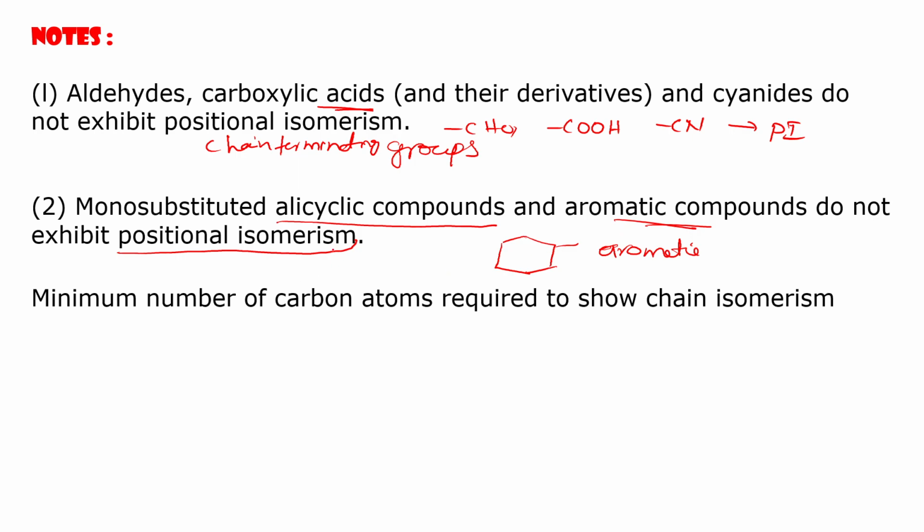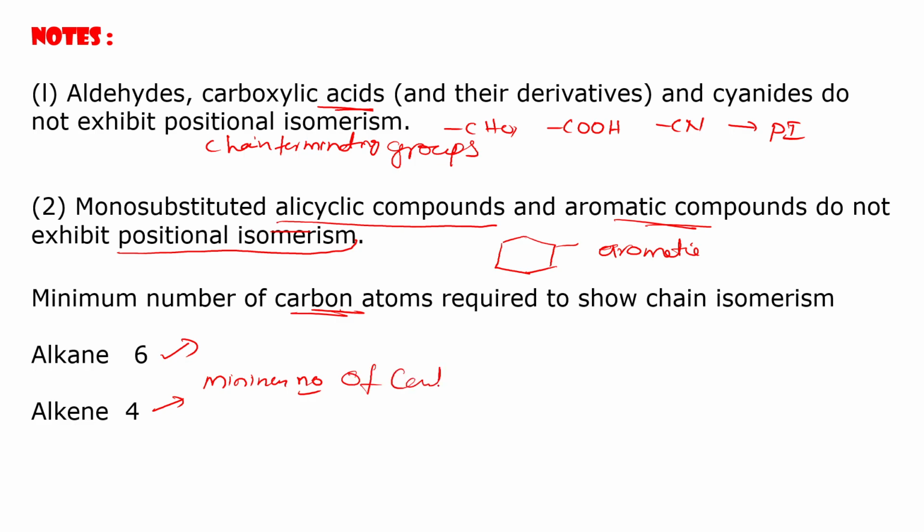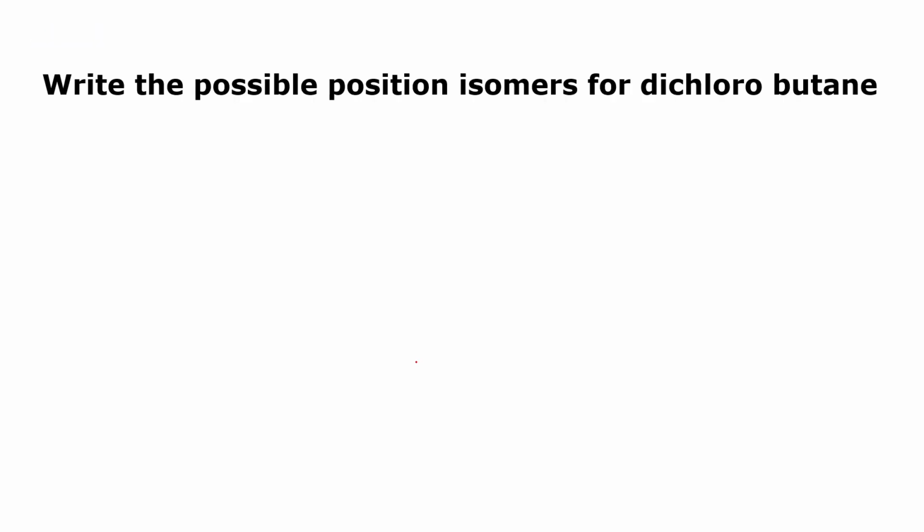There is a minimum number of carbons which are required. For example, if you take an alkene, it should be 6, whereas for an alkyne, it should be 4. These are the minimum numbers of carbon atoms required to exhibit chain isomerism. Clear? Come to the next one.